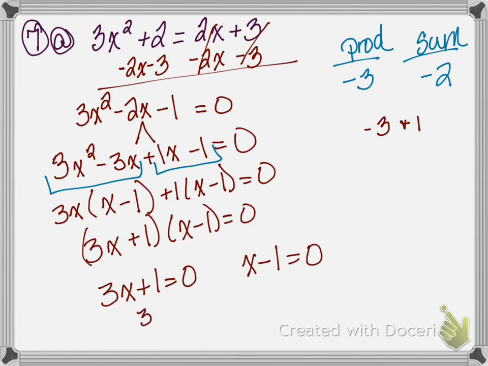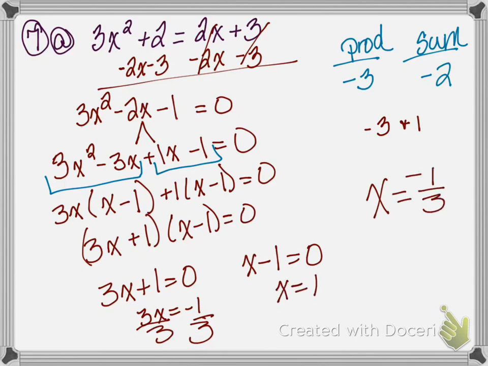So then if I subtract 1 from both sides and then divide by 3, one of my answers is x equals -1/3, and my other answer is x equals 1. So x equals -1/3 and x equals 1 are my two answers.